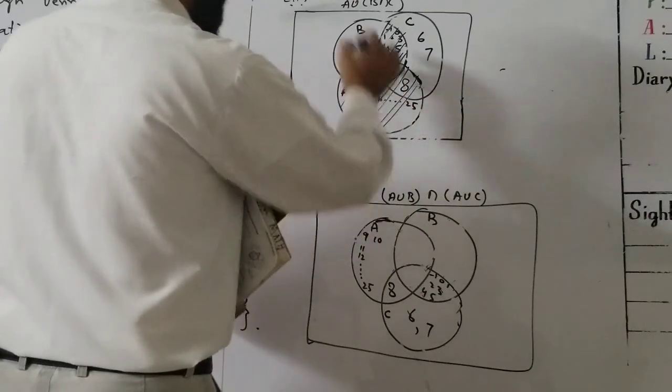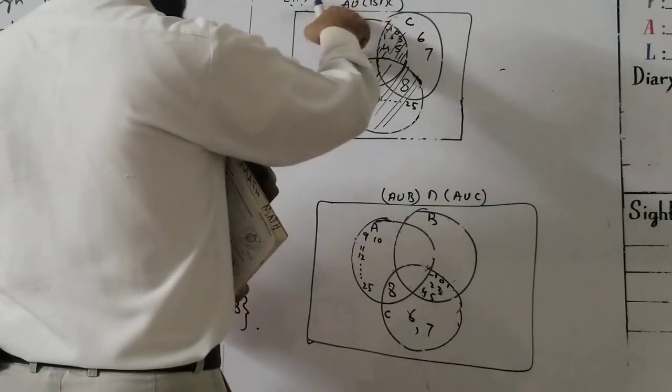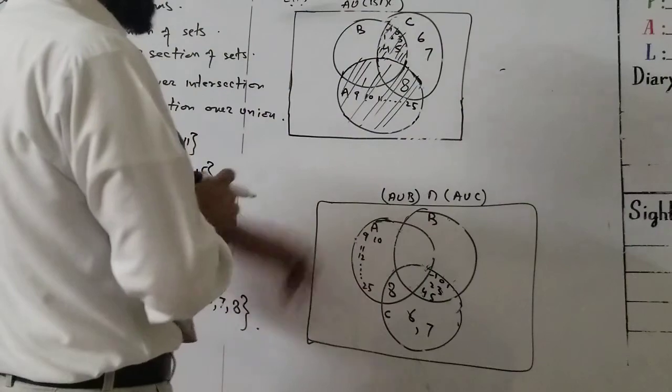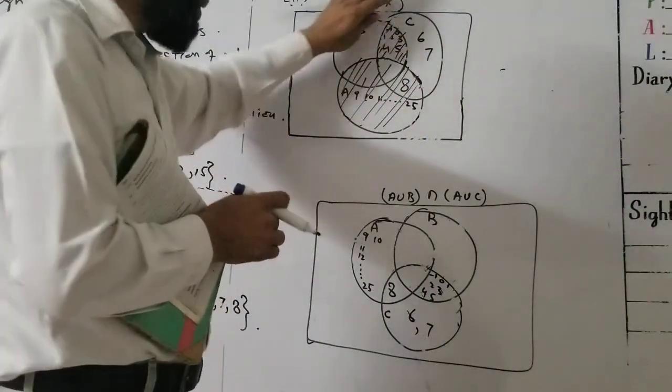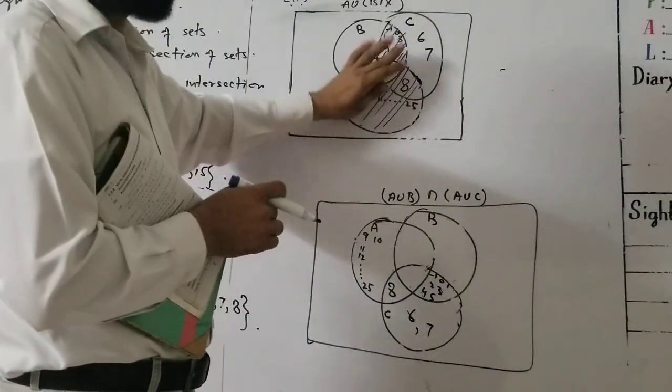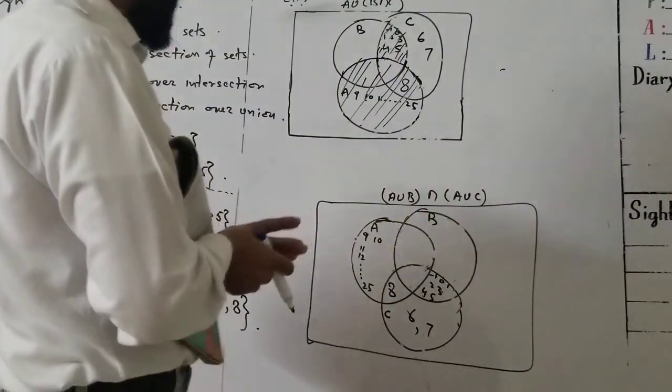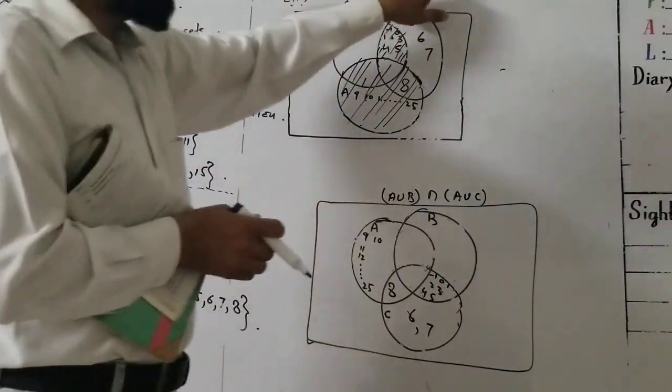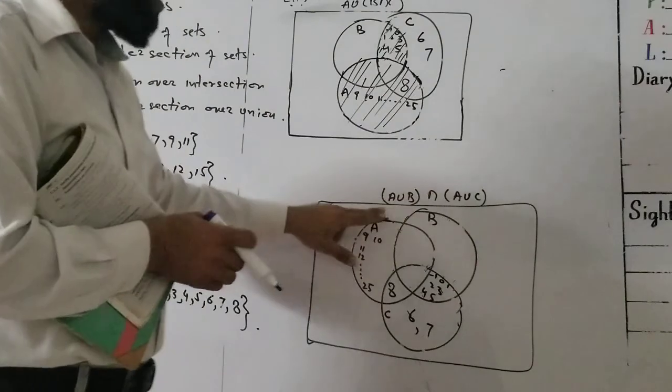This region represents B intersection C union A, or A union B intersection C, meaning except 6 and 7, all the regions and numbers represent the left hand side. Similarly, the right hand side: A union B intersection A union C.